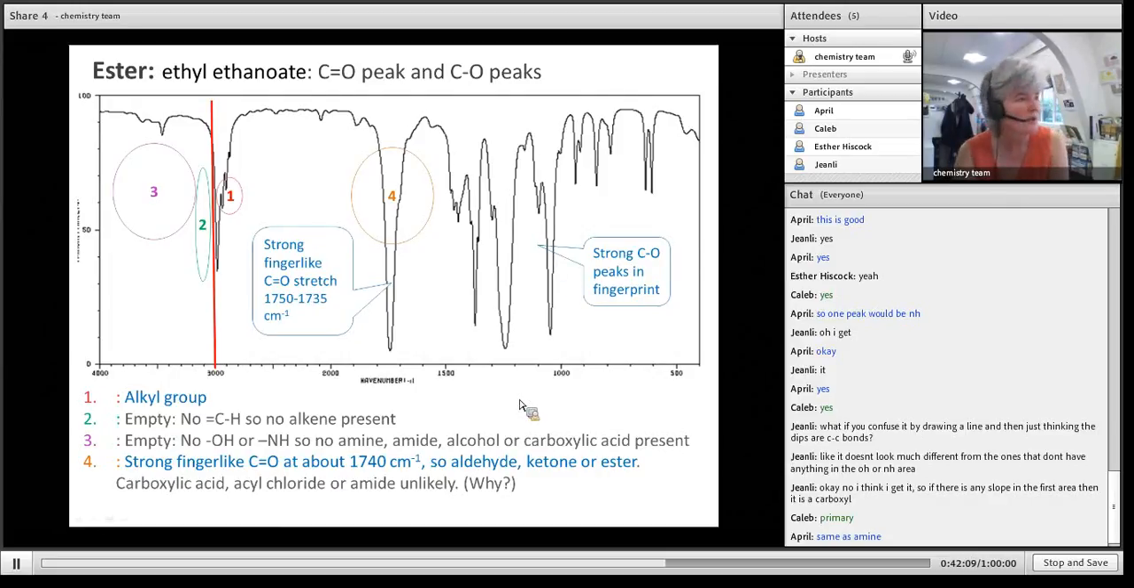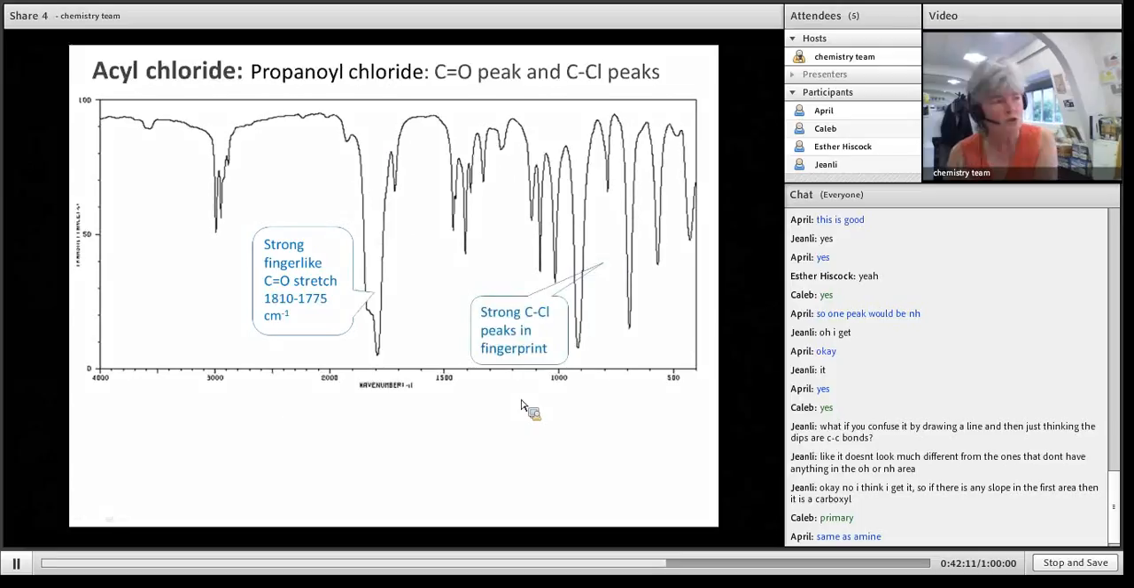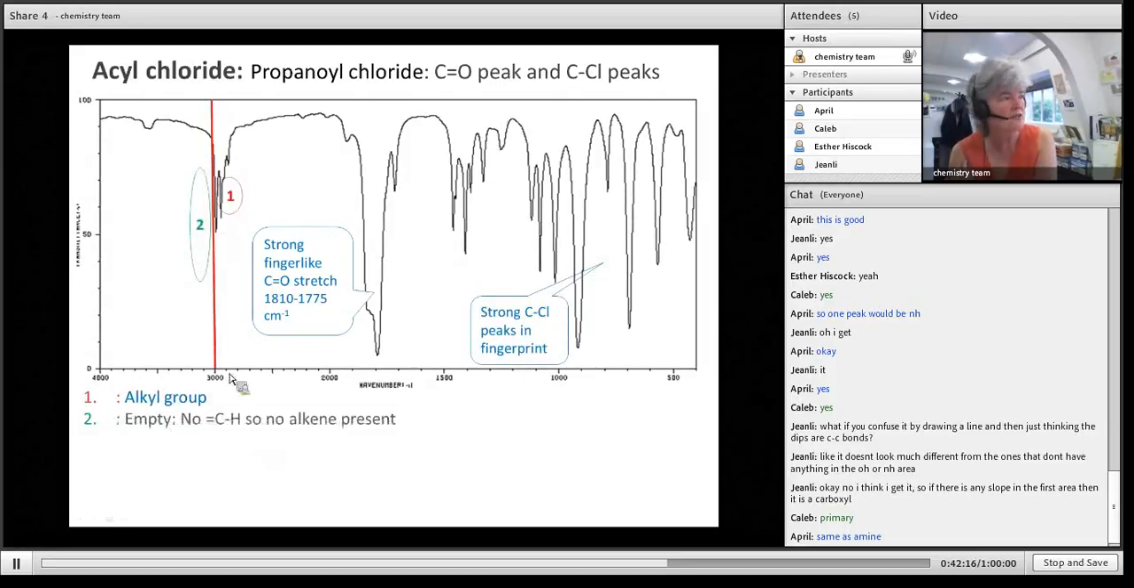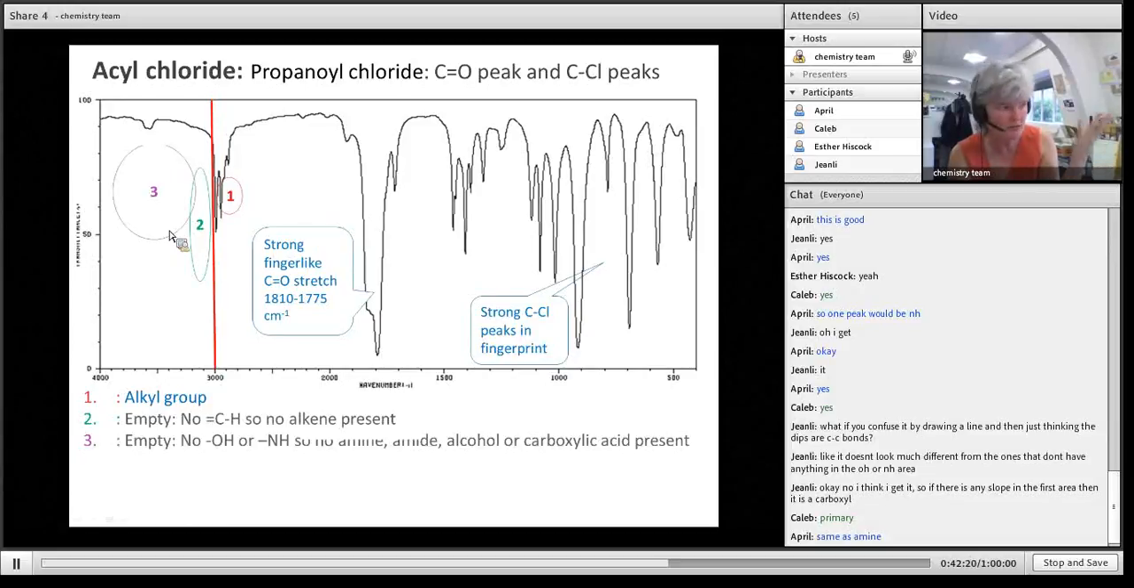Okay, so here's an example of an acyl chloride. The same sort of thing: look over there, I've got an alkyl group, I don't have a C double bond CH, I don't have an alcohol, carboxylic acid, and so on. Now have a look at where this peak ends. It's 15, 16, 17, it's very close to 18, just under 18. So if you've got something in that area, you know you've got an acyl chloride. You won't be given an acyl bromide or anything like that because that's not on the curriculum.